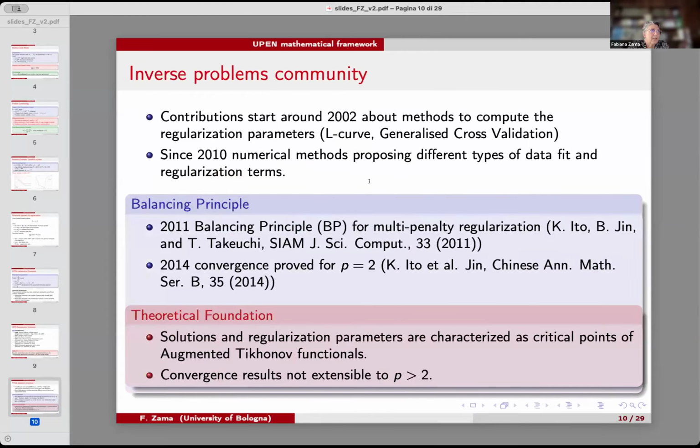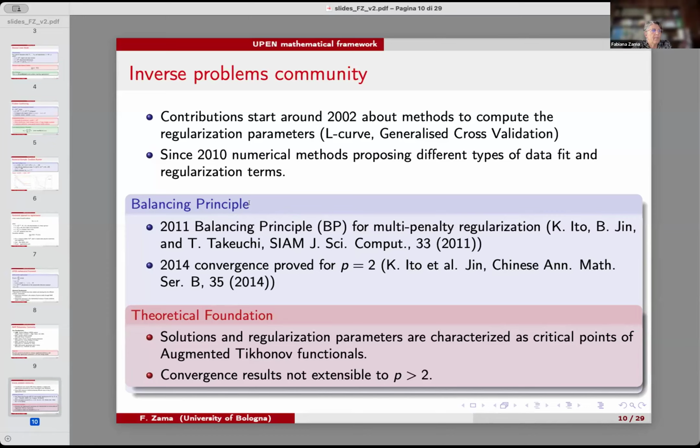In the same period, starting a little bit later, there were people from the mathematical community, involved in inverse problems, that were also from physics but working on other types of problems, who developed methods for defining, for example, the regularization parameter. These are quite classical methods. And among these, there was a group of scholars that, starting from 2010, developed a theory named the balancing principle.